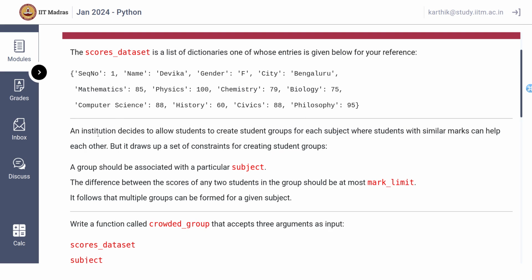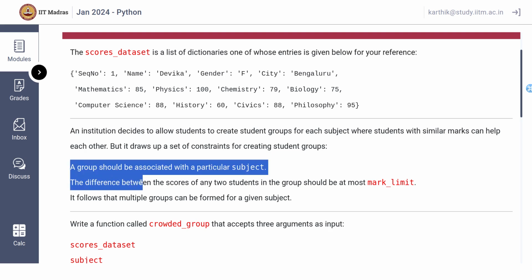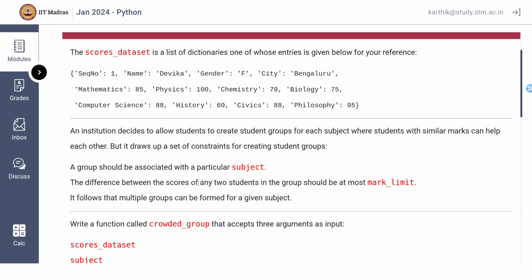So what this institution is doing is allowing students to create student groups for different subjects. But there are some constraints that it imposes on these groups. There are two constraints. A group should be associated with a particular subject, so you can't have a group of students who come together for both physics and chemistry. You have a physics study group, let's say. That is the first constraint: a group should have a particular subject.